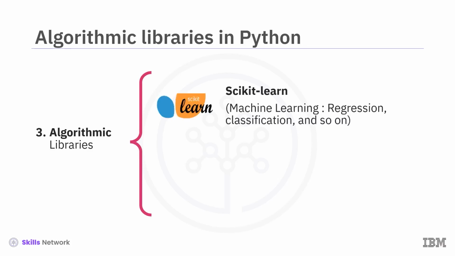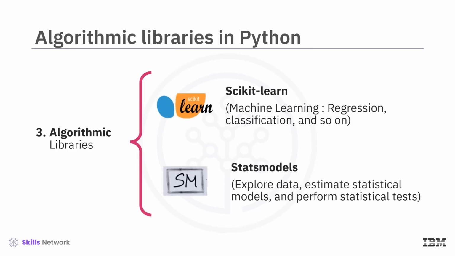The Scikit-learn library contains tools for statistical modeling, including regression, classification, clustering, and so on. This library is built on NumPy, SciPy, and matplotlib. Stats Models is also a Python module that allows users to explore data, estimate statistical models, and perform statistical tests.